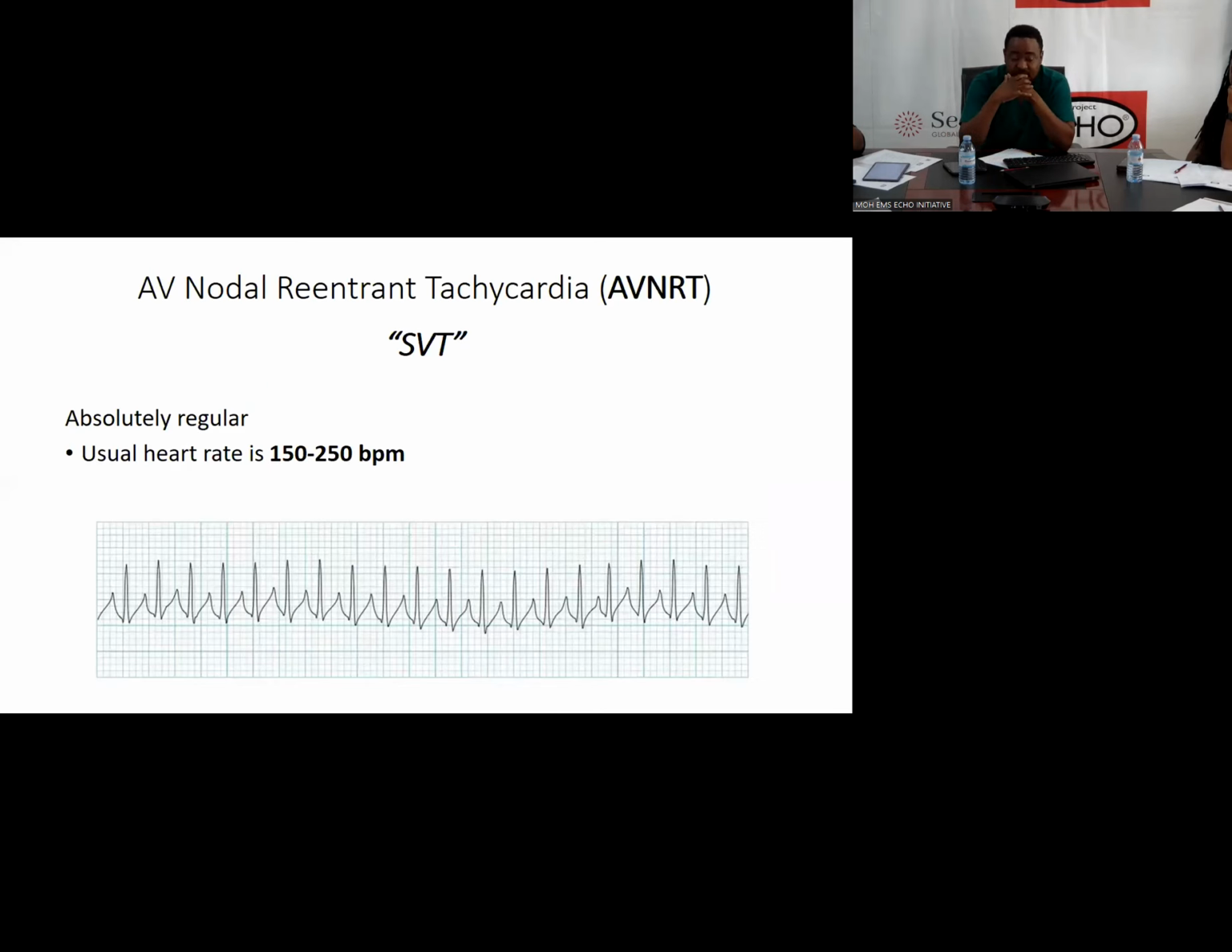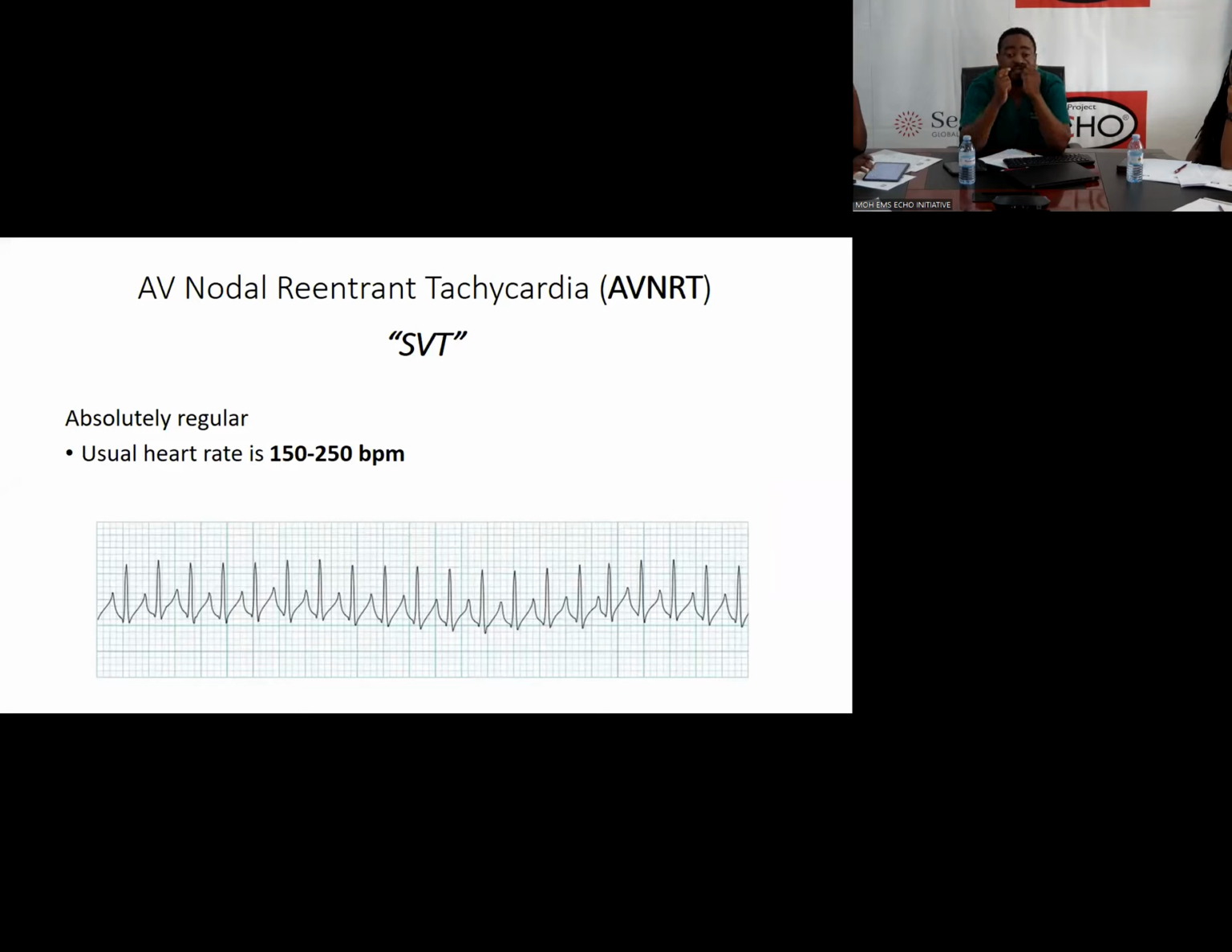SVT is a very common arrhythmia. It's kind of a misnomer, because it encompasses all the supraventricular tachycardias, but it was given this name because it's arising from above the ventricles. However, to understand exactly how it's happening, it should be an AV nodal reentry tachycardia.